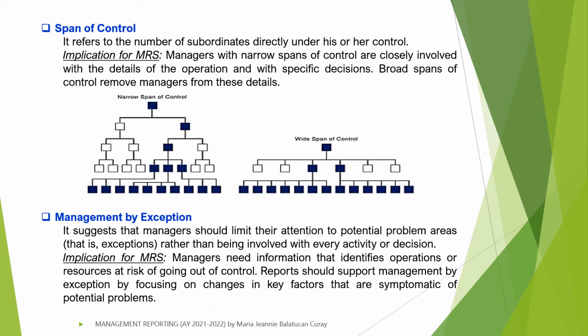Implication for MRS: managers need information that identifies operations or resources at risk of going out of control. So the report should support management by exception by focusing on changes in key factors that are symptomatic of potential problems. Providing managers with unnecessary details may draw them away from the important facts, and these unnecessary details must be excluded from the reports.